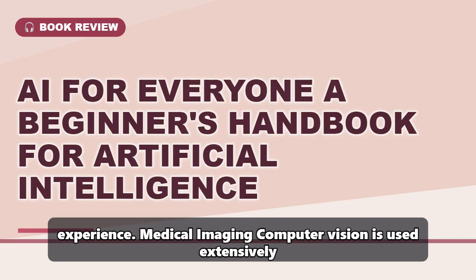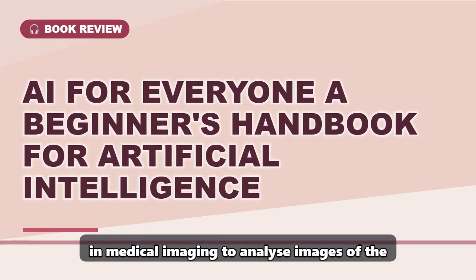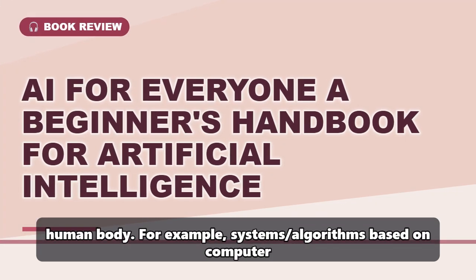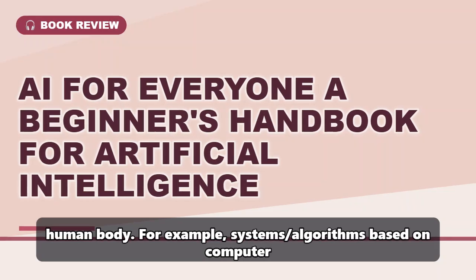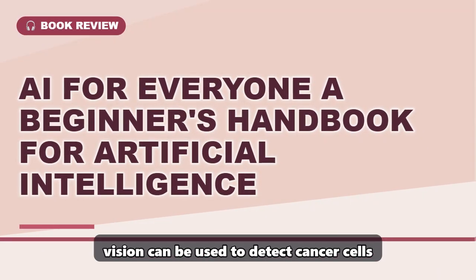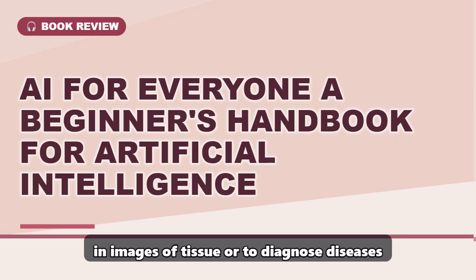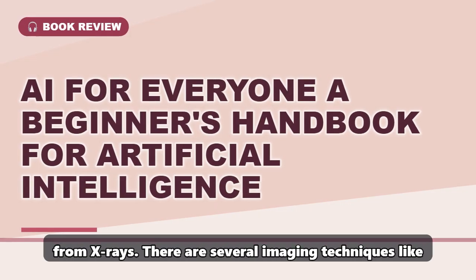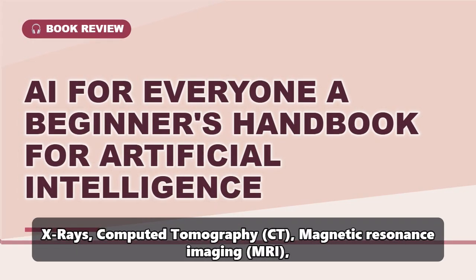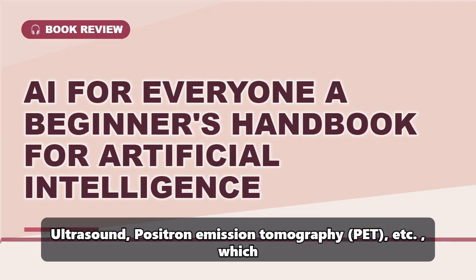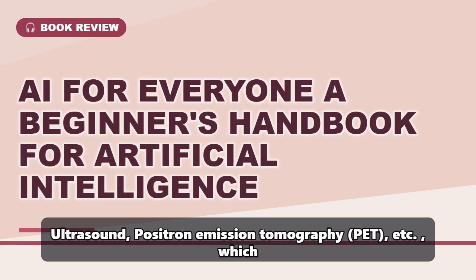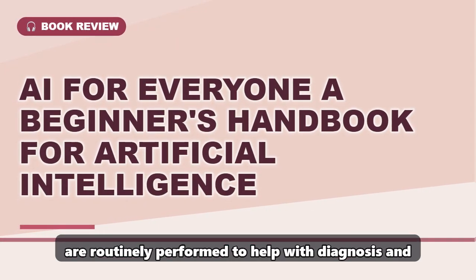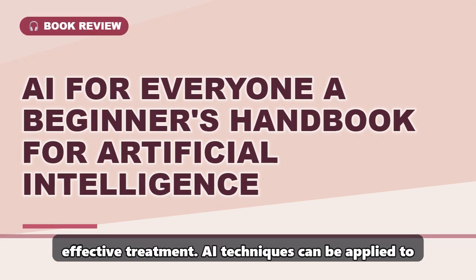Medical imaging. Computer vision is used extensively in medical imaging to analyze images of the human body. For example, systems/algorithms based on computer vision can be used to detect cancer cells in images of tissue or to diagnose diseases from X-rays. There are several imaging techniques like X-rays, computed tomography, CT, magnetic resonance imaging, MRI, ultrasound, positron emission tomography, PET, etc., which are routinely performed to help with diagnosis and effective treatment.